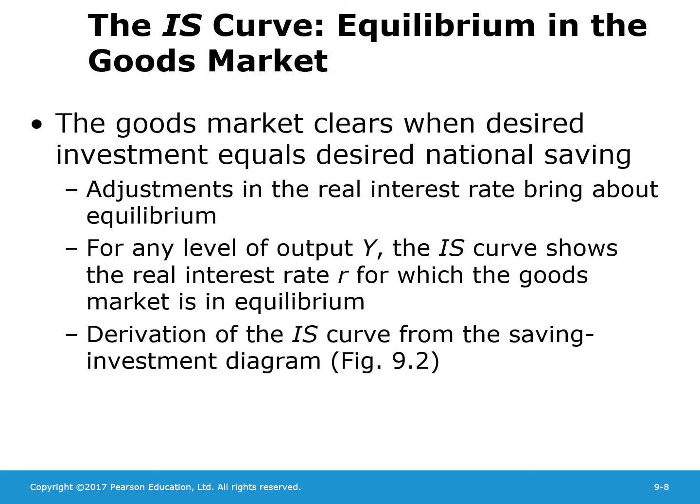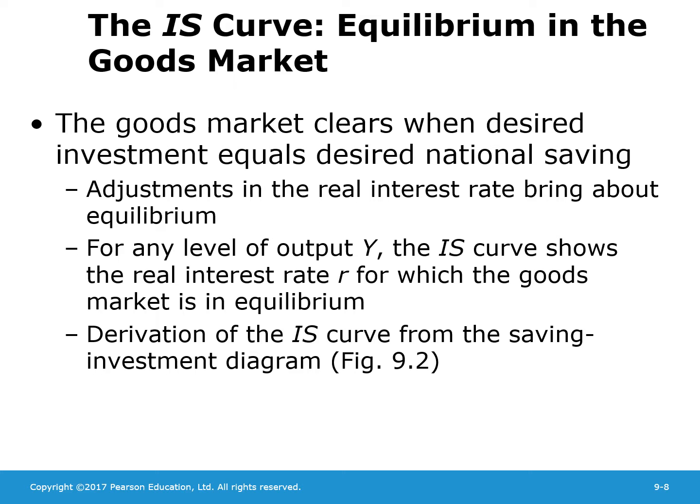This was our last lecture for chapter 4. We said that when does the goods market clear, or when is equilibrium reached in the goods market? It's reached when aggregate demand for goods is equal to the aggregate supply of goods, or equivalently, when desired national saving equals desired investment. So this is the condition for the goods market equilibrium.